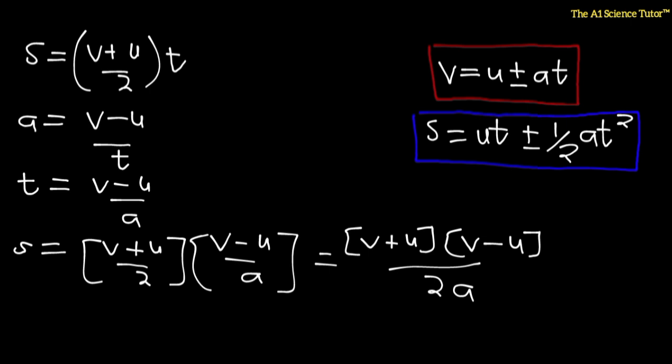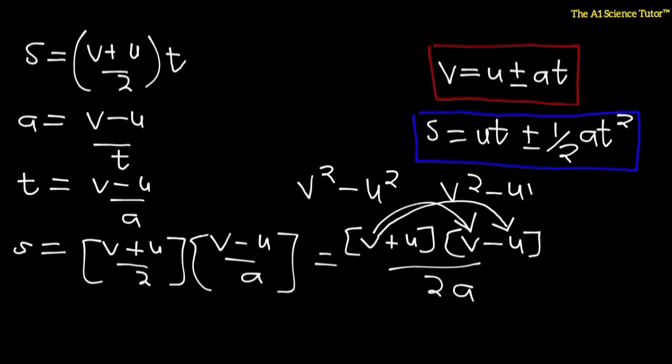Now, if I multiply these two, I would basically have a difference of two squares. If you multiply V by V, that gives you V squared. And V multiplied by U is negative UV. And U multiplied by V gives us a positive UV. And finally, U multiplied by negative U gives us negative U squared. So negative UV plus UV gets cancelled out, and what we have left is V squared minus U squared. So that is basically what the whole thing is going to change into.